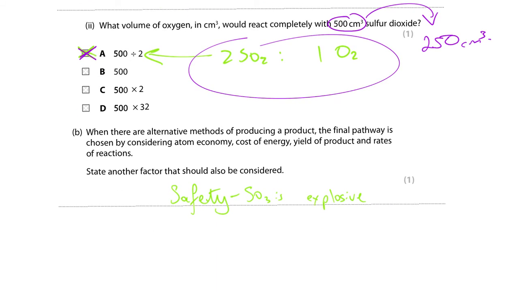And when there are alternative methods of producing a product, the final pathway is chosen by considering atom economy, cost, yield, and rates. State another factor that should be considered: safety, because we know sulfur trioxide is explosive. So that's my one other consideration.